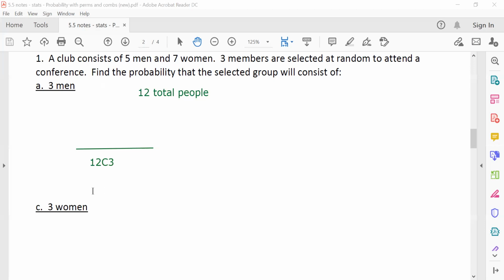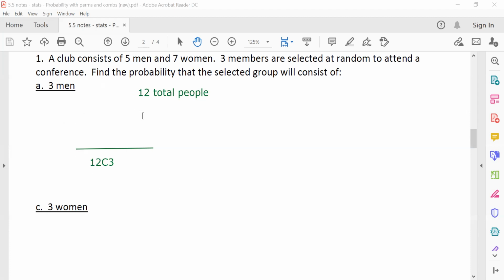And the 12C3 does not care about which group has this many men or this many women. It doesn't care. It counts all the possibilities. Some of the groups will have 0 men, some will have 1 man and 2 women, some will have 2 men and 1 woman, and so on. It doesn't care. It's impartial.